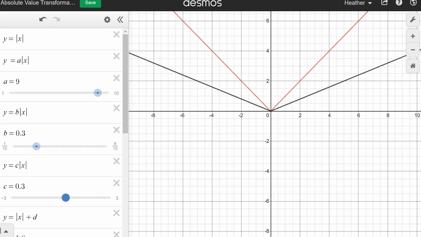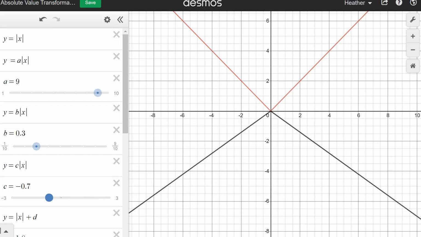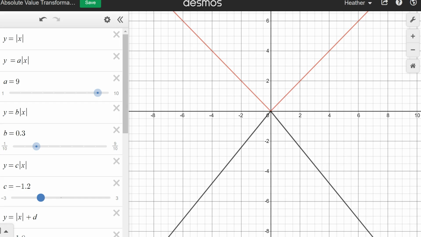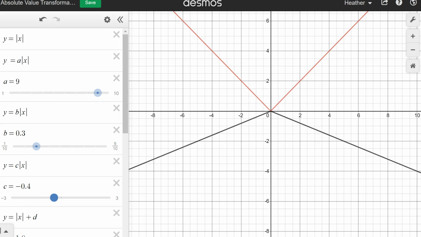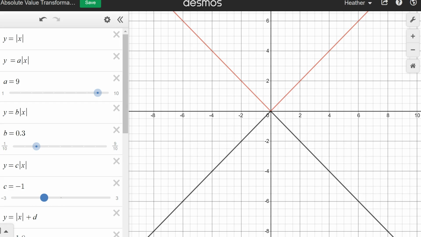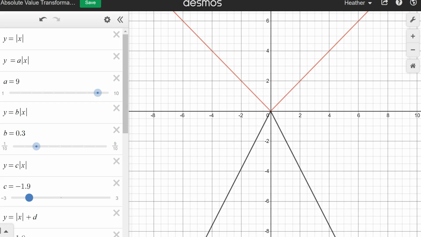And if c is a negative, then it flips the graph upside down, so we have a reflection across the x-axis. And then if the absolute value of that negative number is between 0 and 1, you have a vertical shrink. And if the absolute value of that negative number is greater than 1, you have a vertical stretch. The graph is taller than it typically would be.